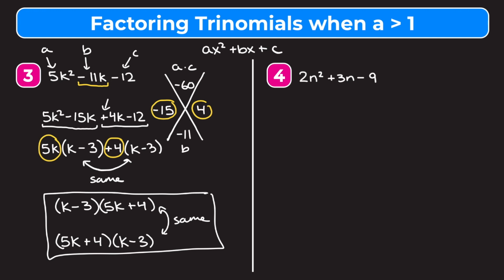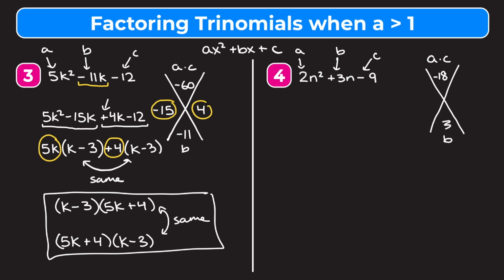Let's take a look at number 4. So number 4 is 2n squared plus 3n minus 9. So we're going to start with our x. We're going to multiply a by c. Our a value is 2. Our c value is negative 9. 2 times negative 9 is negative 18. And our b value is a positive 3, so that's going to go down here.